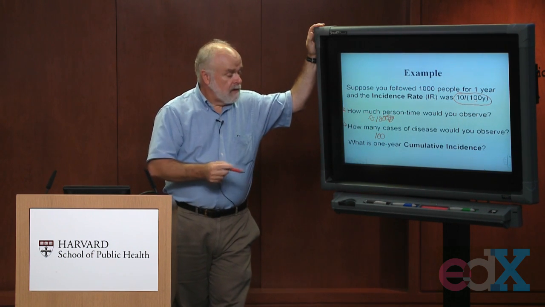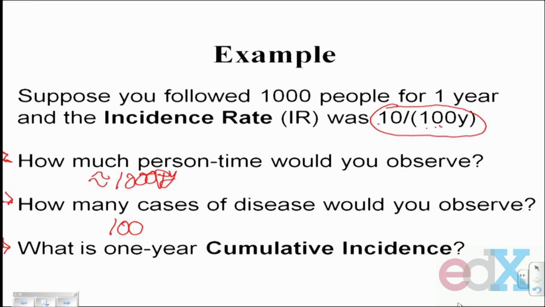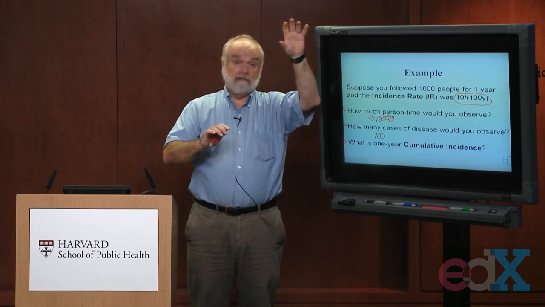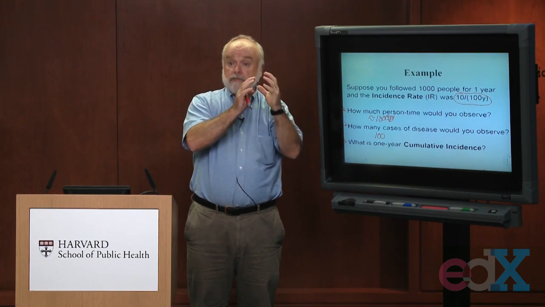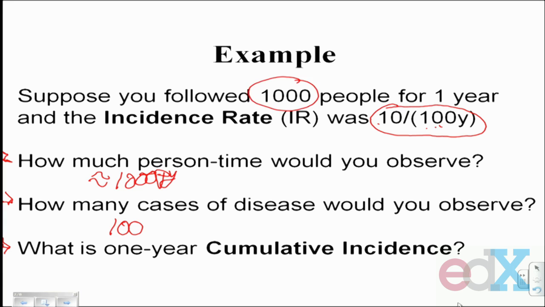So finally, what would be your estimate, your best guess of the 1 year cumulative incidence? Remember, cumulative incidence is number of cases of disease, death, divided by number of people you started with. We started with 1,000 people, and we ended up with 100 people developing disease. We would expect 100 over 1,000, or 10%, to develop the outcome, to die during this 1 year follow-up.